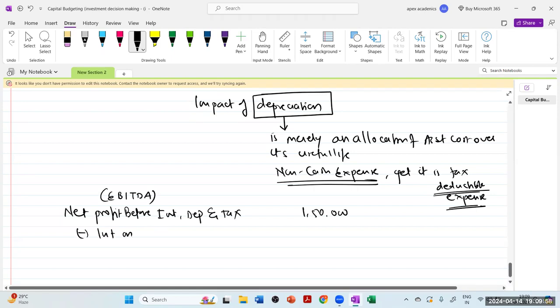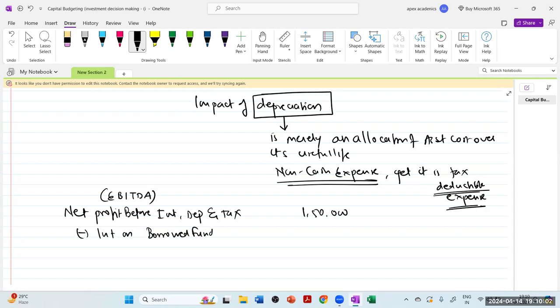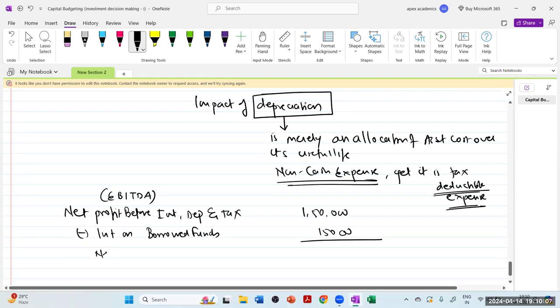Minus interest on borrowed funds. Let us say it is 15,000. Now what is this? This is net profit before depreciation and taxation. How much? 135.